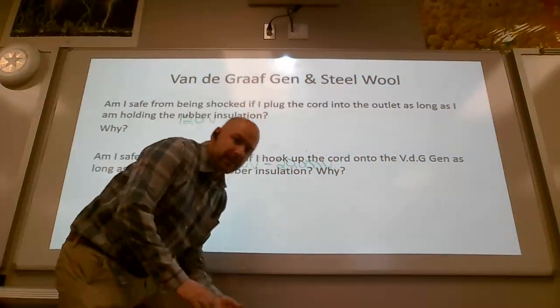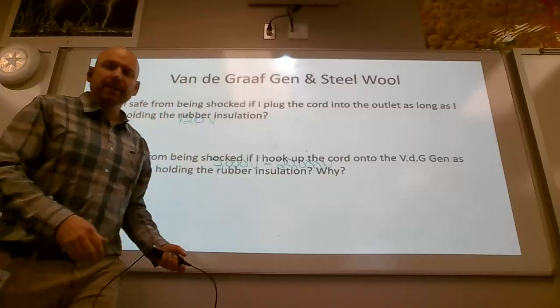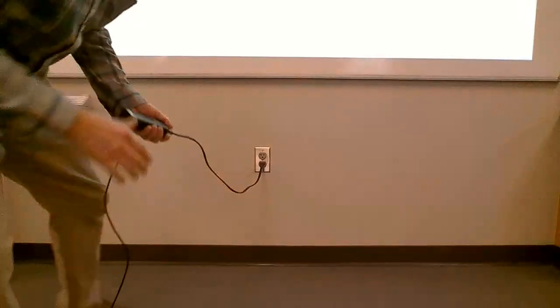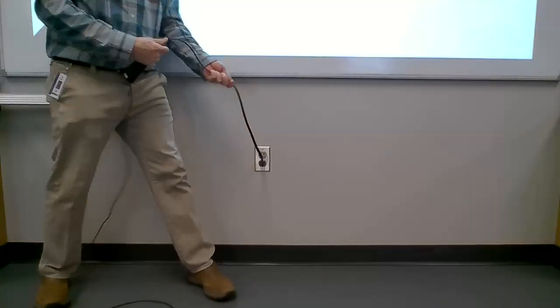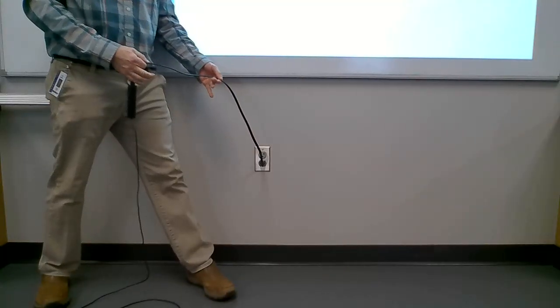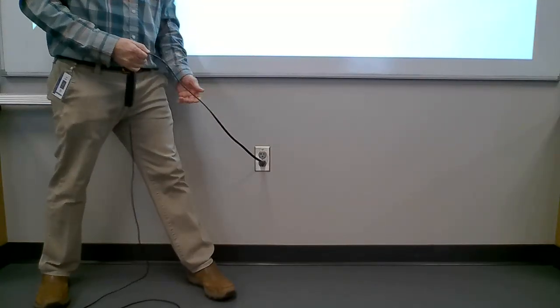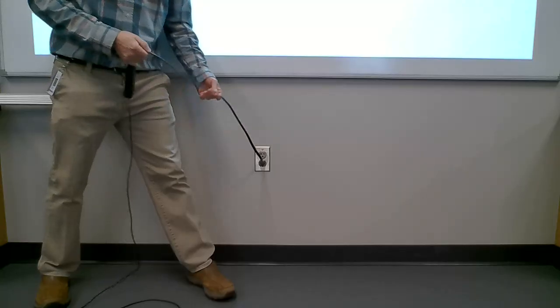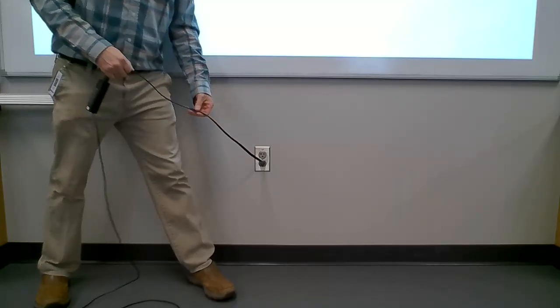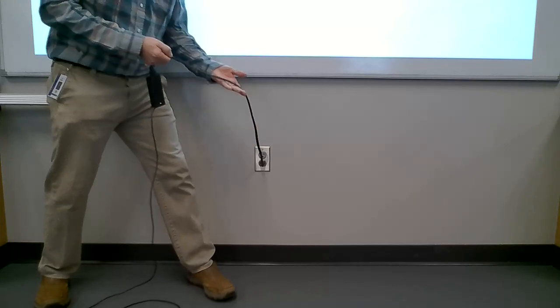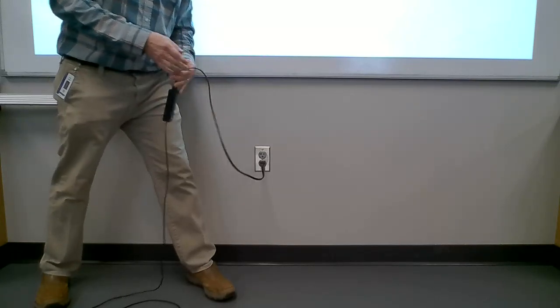If I am holding on to this cord that is plugged in to this outlet, am I safe from being shocked? Yes. We trust this rubber insulation all the time. It would be bad if this was frayed and you could see the metal. We trust that this insulation protects us.